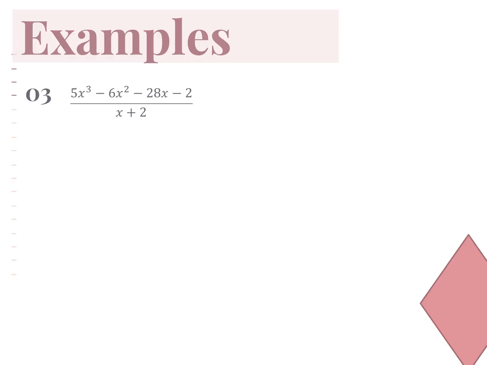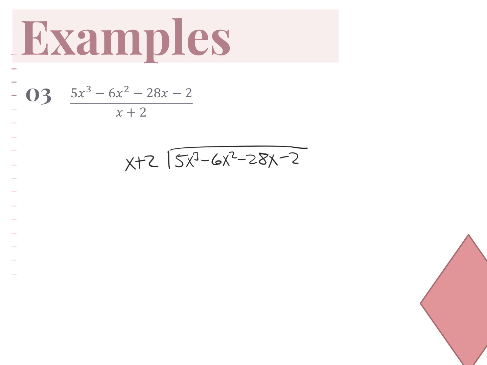All right, so then we get slightly bigger ones, right? This is a good one to practice. All right, set it up the exact same way. I'm going to put my divisor on the outside, the x plus 2, my dividend on the inside of my box, and that's going to be a 5x to the power of 3 minus 6x squared minus 28x minus 2.